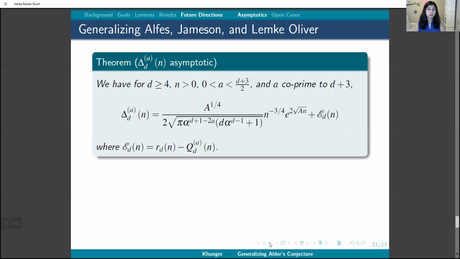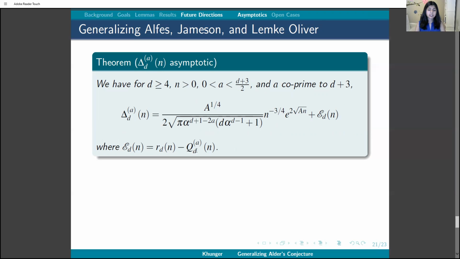Finally, we used Alfes, Jameson, and Lemke Oliver's results to achieve some headway on the remaining finite cases of Kang and Park's conjecture. So you'll recall that Alfes, Jameson, and Lemke Oliver proved the remaining finite cases of Alder's conjecture after Andrews and Yee. They used asymptotics to do this. And so what we did is we generalized their asymptotics. In particular, we found an asymptotic for delta sub d a of n, which has this main term and then this error term, which incidentally contains little q sub d a of n.